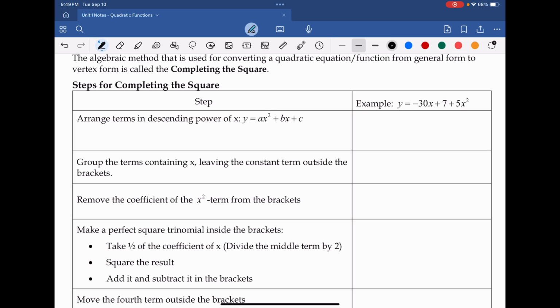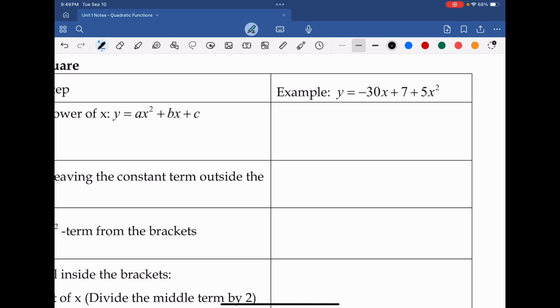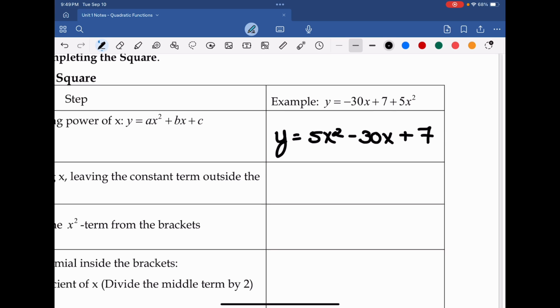Okay, first and foremost, we want to arrange the terms as y is equal to ax squared plus bx plus c, or in descending order. So I'm going to take this original trinomial, the quadratic function they gave us, and rewrite it as y is equal to positive 5x squared, and we really don't need the 5 to have a positive sign on it, minus 30x, and then plus 7 on the back end. Okay, perfect. So we've rearranged it in descending order.